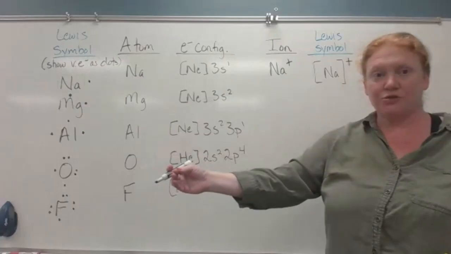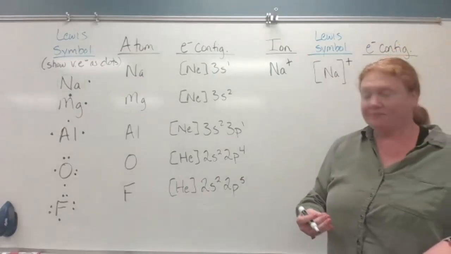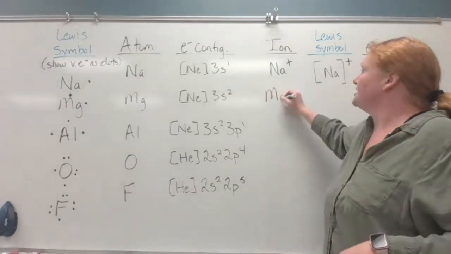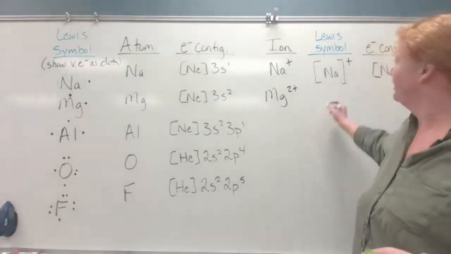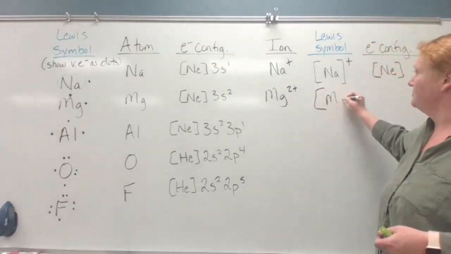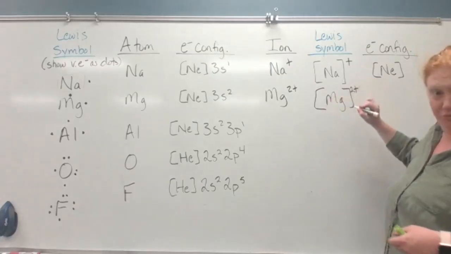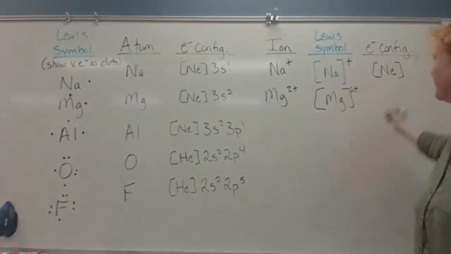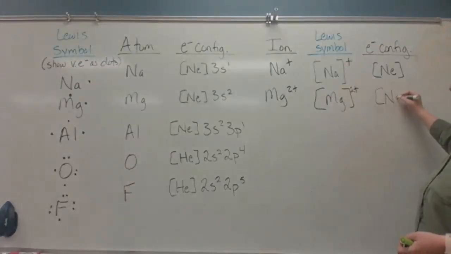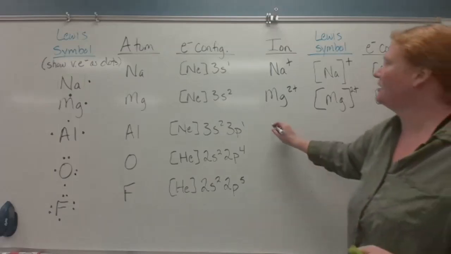Magnesium will give away its 2 electrons. It wants to do that. It's energetically favorable to do that. You see that with its ionization energies. Mg2+: Lewis symbol in the brackets with the charge outside. The cation has no more dots around it. What is its configuration? It is now also just exactly the same as neon.